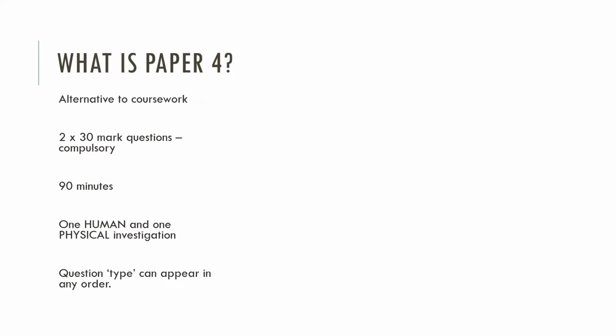So what is paper 4? Really it's the alternative to coursework. Some of you might have started doing coursework, which is where you write a formal investigation, but however your school, for whatever reason, has decided to offer for you to do paper 4. And really it's seen to be an alternative to that. So it's out of 60, and instead of you doing a 60-mark investigation in one location, you will be answering 2 by 30-mark questions. Both questions are compulsory.